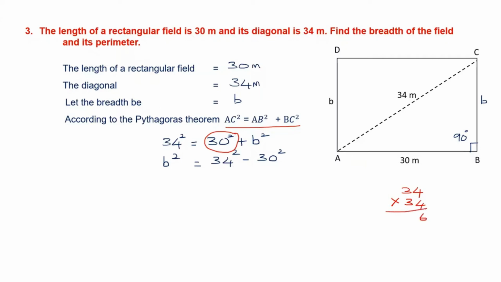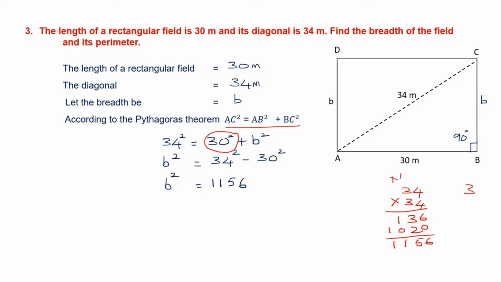4 fours are 16, carry 1. 4 threes are 12 plus 1, 13. 0, 3 fours are 12, carry 1. 3 threes are 9 plus 1, 10. So here we have 6, 5, 1 and 1. So 34 squared is 1156. Now let's find 30 squared.